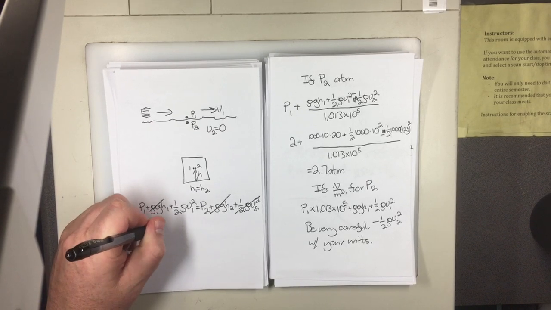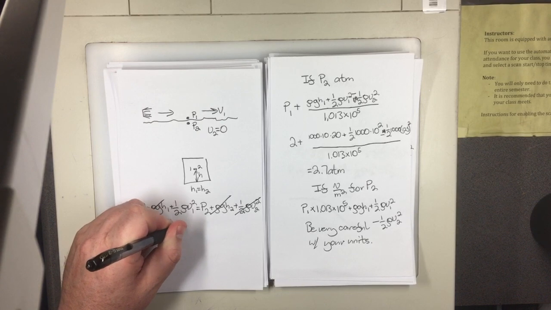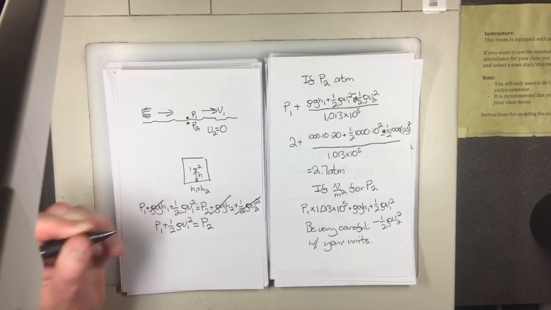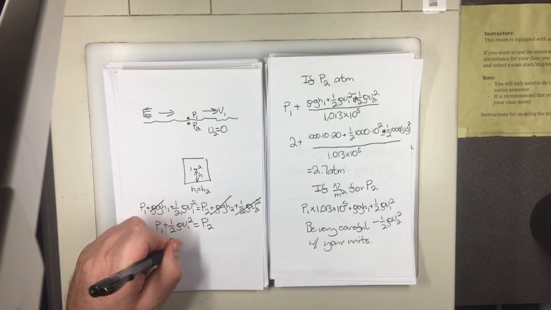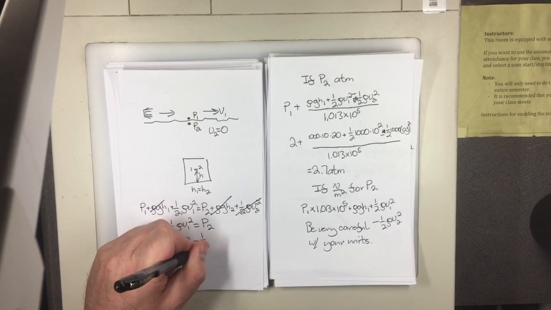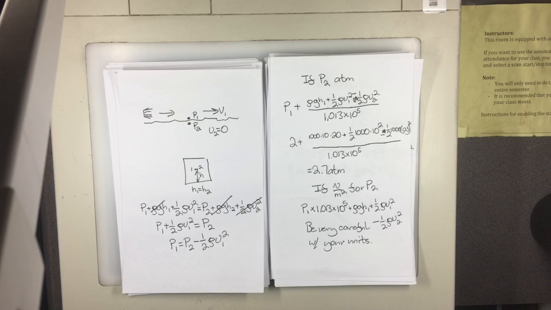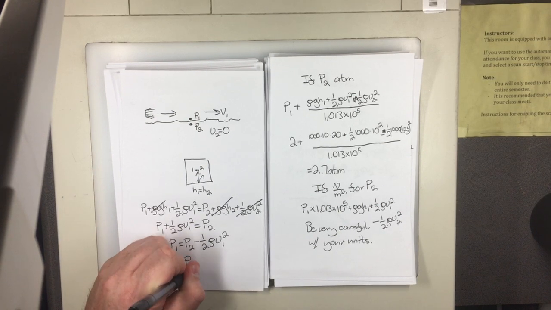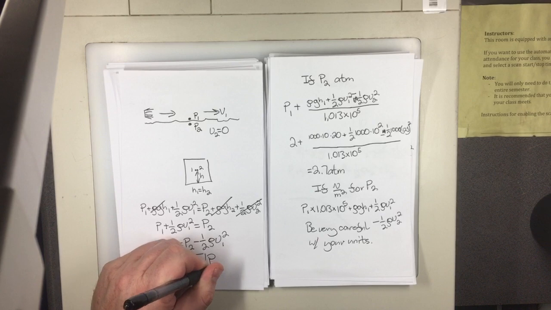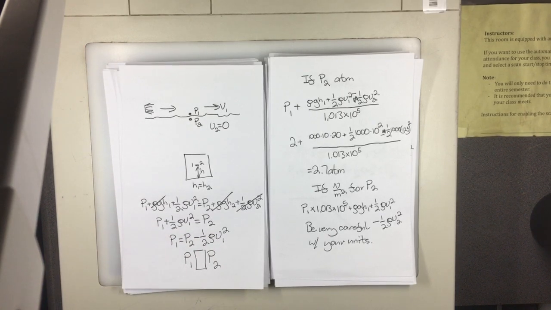So I'm left with P1 plus 1/2 rho V1 squared is equal to P2. Or as I like to draw it, P1 is equal to P2 minus 1/2 rho V1 squared. That's the equation that I want to look at. And in this particular problem, I'm not interested in the numbers. What I'm interested in is the inequality I've set up. What is the relationship of P1 to P2? Is P1 bigger than P2? Is P1 equal to P2? Is P1 less than P2?